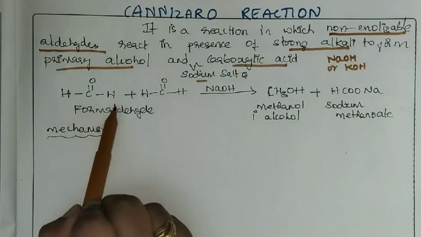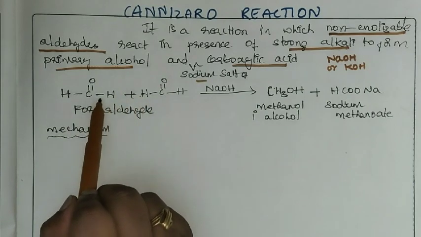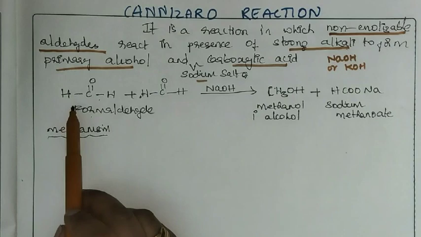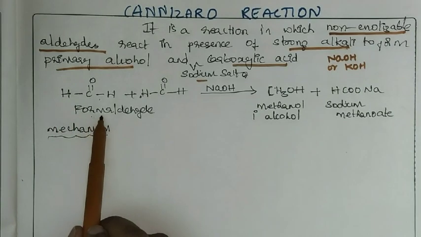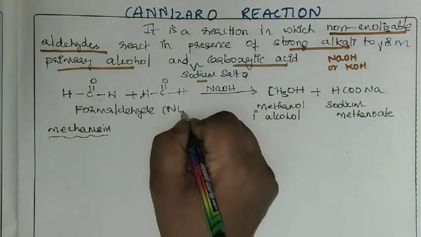Here you can see we have taken the example of formaldehyde. Here, 2 moles of formaldehyde, which is non-enolizable. Non-enolizable means which lacks an alpha carbon. Here you can see there is no alpha carbon in formaldehyde. So this is a non-enolizable aldehyde.